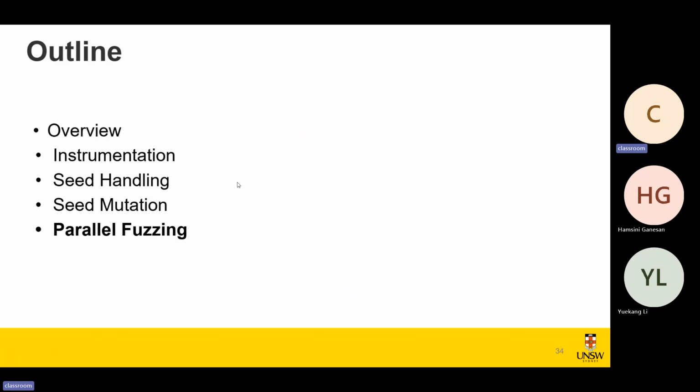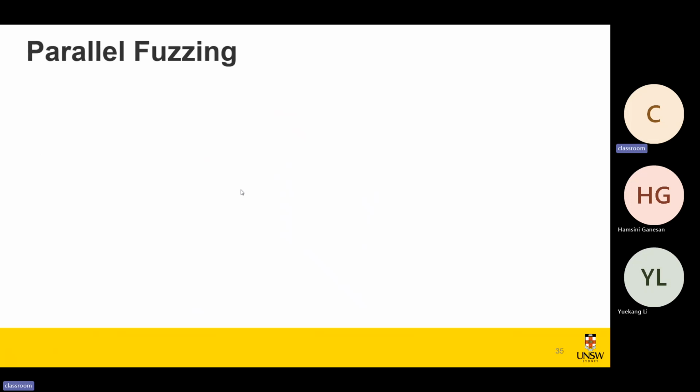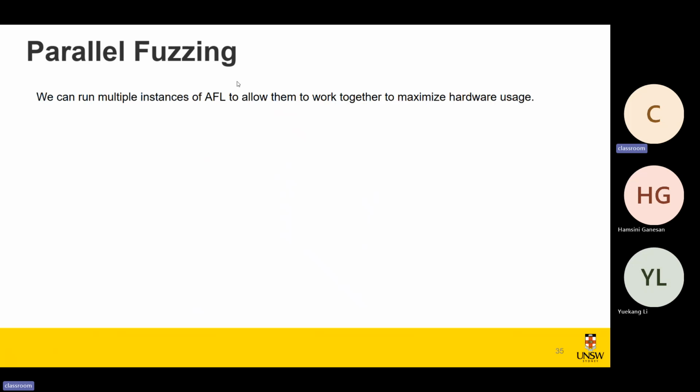And now let's cover the last topic today, which is parallel fuzzing. This is useful in practice, but we won't be using it too much in this course, but this is just to let you know that there is such a thing. So basically, parallel fuzzing means that we can run multiple instances of American Fuzzy Lop so that they can work together to maximize the hardware usage.